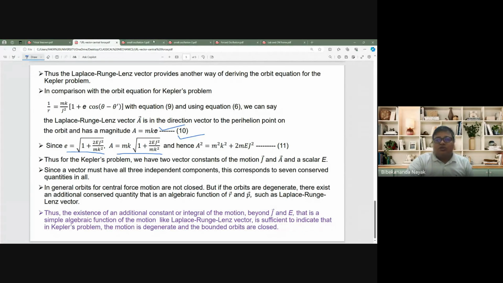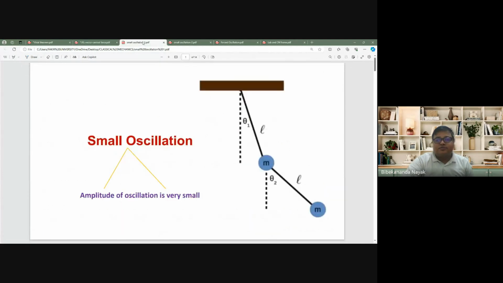Then we go to the small oscillation part. Small oscillation. Small means here the amplitude of oscillation is very small. So small amplitude, this one is very small.